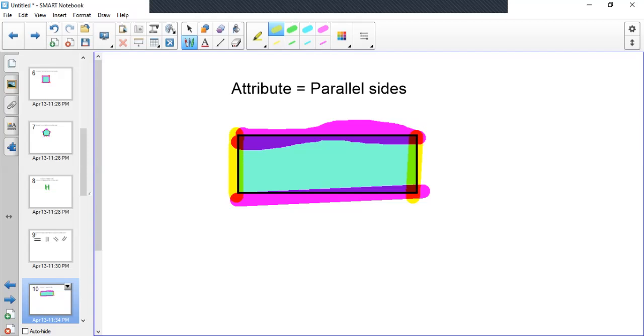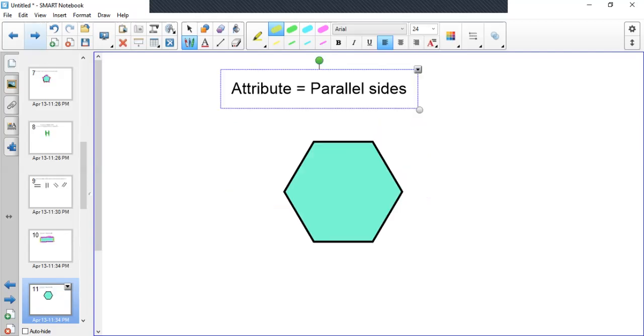Now, if you notice how the purple highlighted side lengths, which are the top and bottom, are never touching each other and they're going in the same direction. This is what makes them parallel. And it goes for the same, the left and right side, which we highlighted in yellow. All right. What shape are we looking at here? Exactly. This is a hexagon.